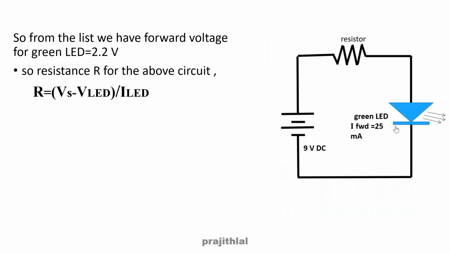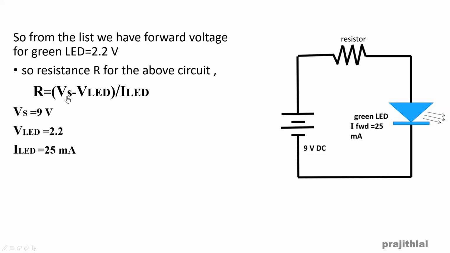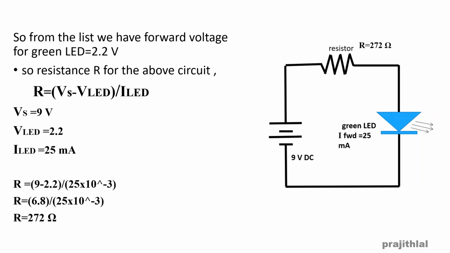Now there is the equation to find the resistance. The resistance R is equal to Vs minus VLED by ILED, where Vs is the source voltage, VLED is the maximum forward voltage of the LED, and ILED is the optimum LED current. We substitute these values in this equation and we get 272 ohm.